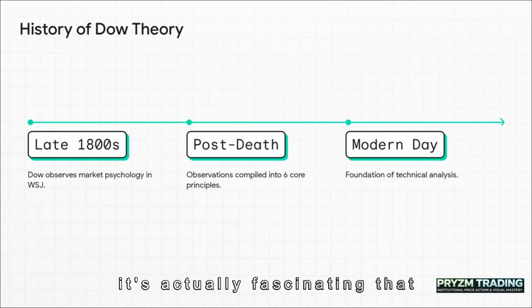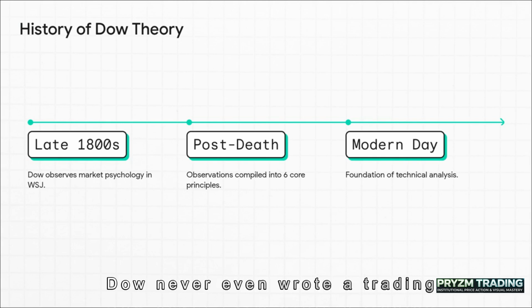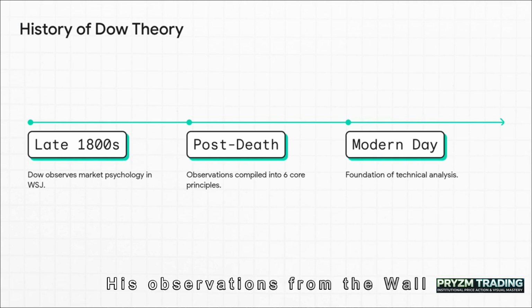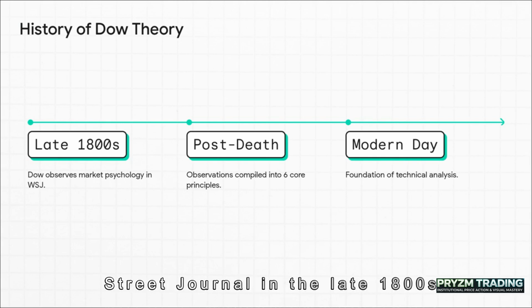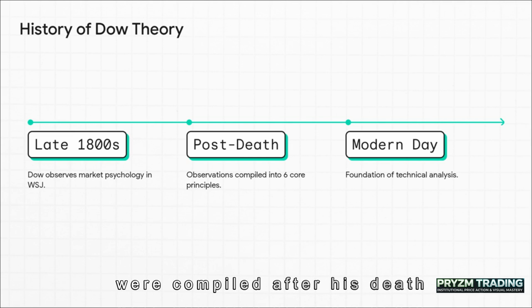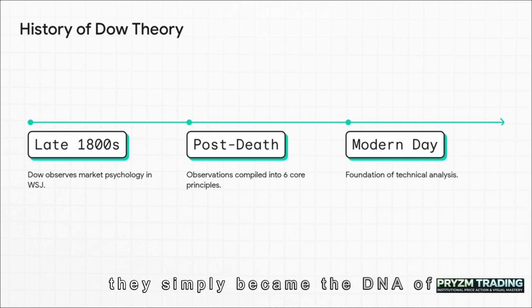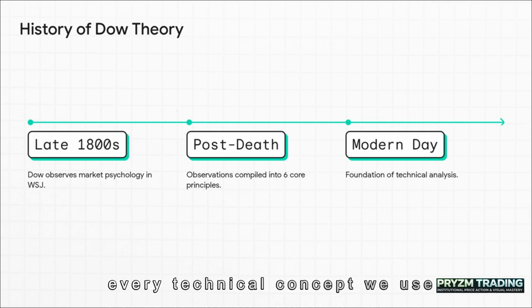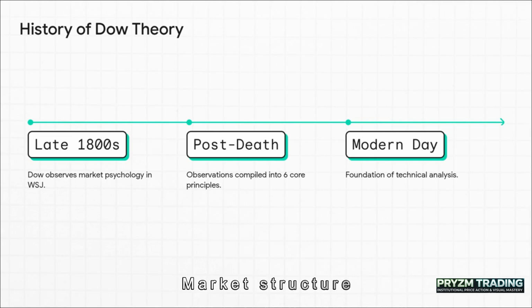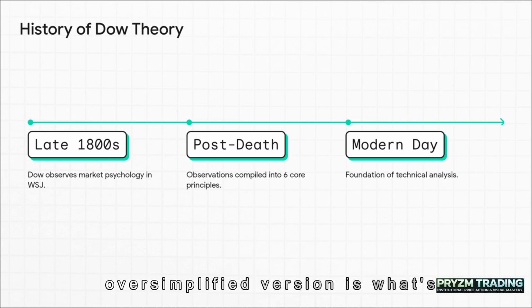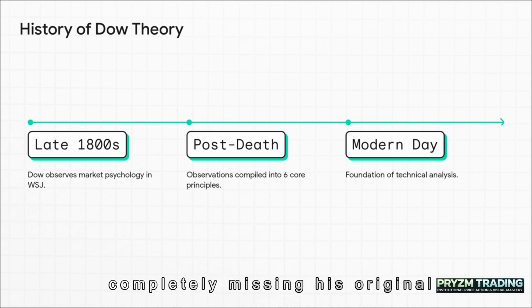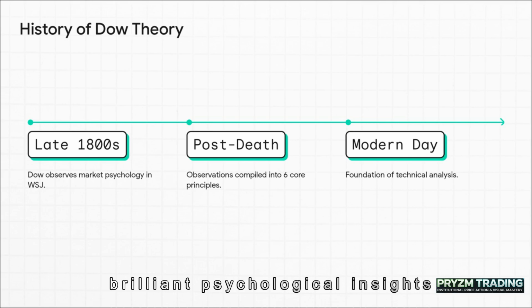You know, it's actually fascinating that Dow never even wrote a trading book. His observations from the Wall Street Journal in the late 1800s were compiled after his death into 6 core principles. And those principles simply became the DNA of every technical concept we use today. Market structure, trend following, you name it. But a heavily distorted, oversimplified version is what's being taught today, completely missing his original brilliant psychological insights.